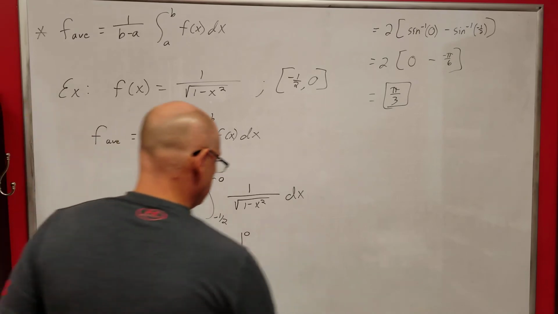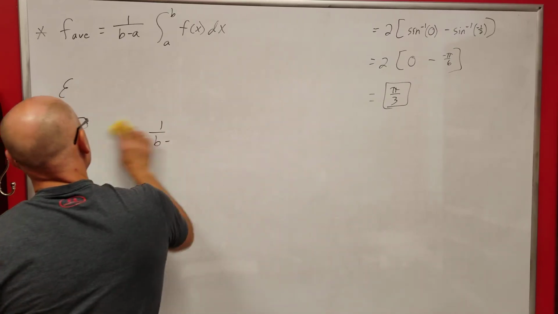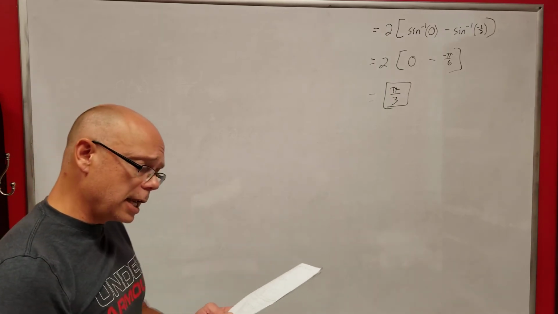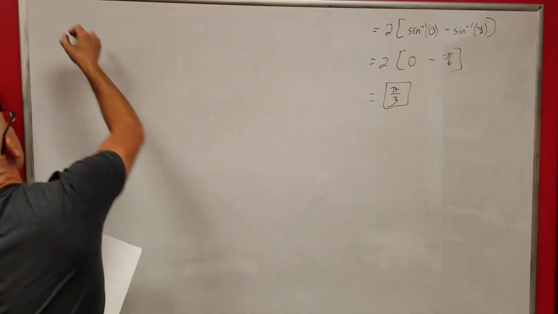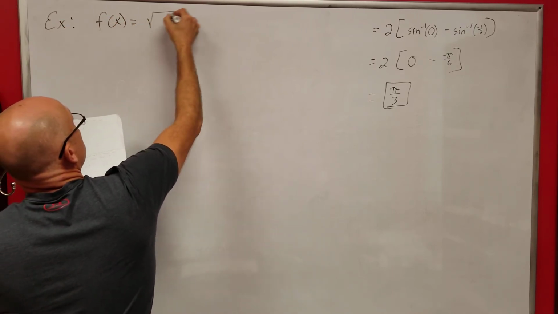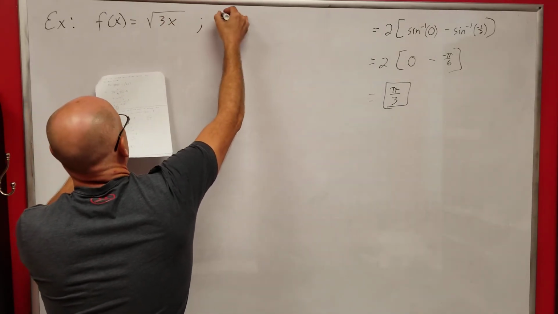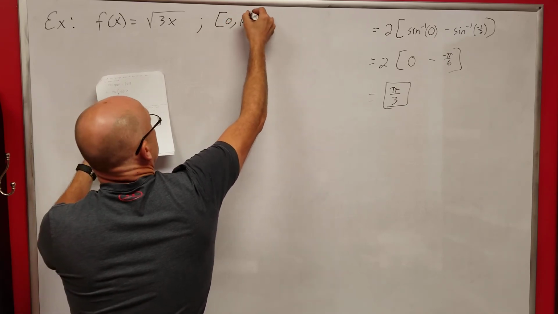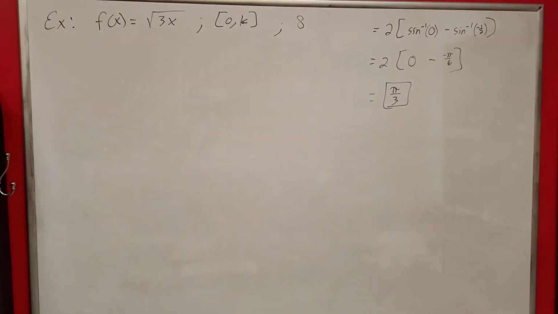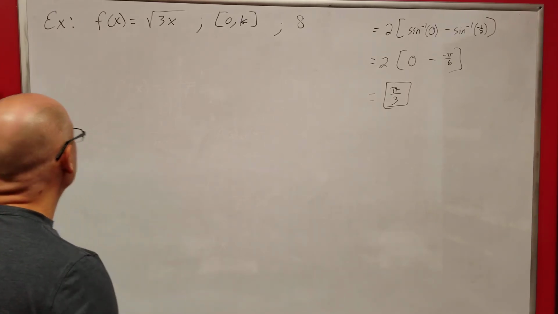How about the second example? Well, let's do it. Let's look at our second example. It reads, find a positive value of k such that the average value of f of x equal to the square root of 3x over the interval from 0 to k is 8. So it says find a positive value of k such that the average value of this function over the interval from 0 to k is 8.